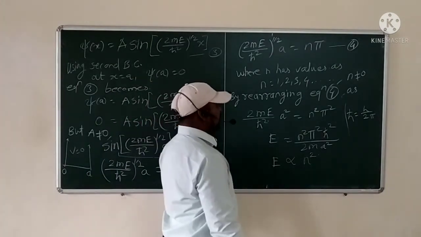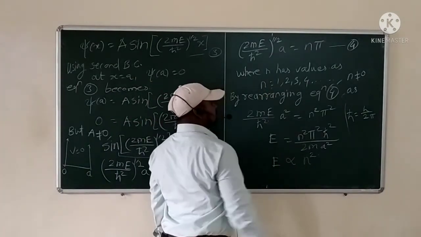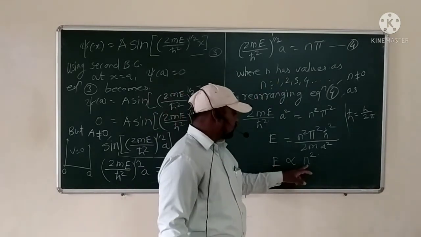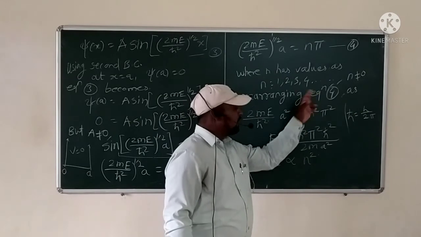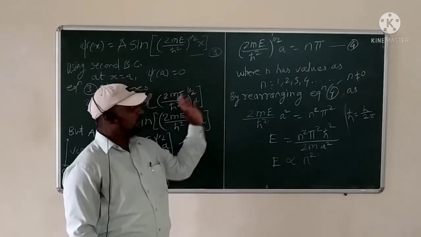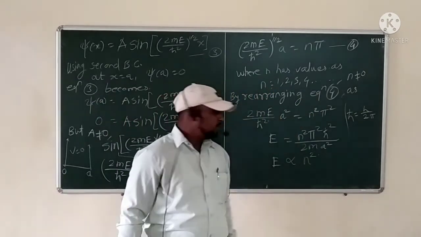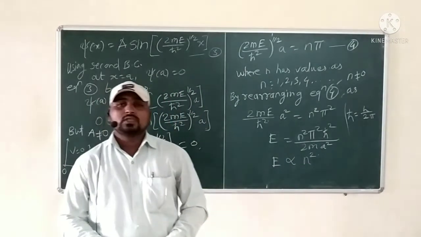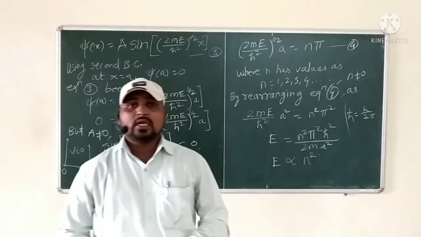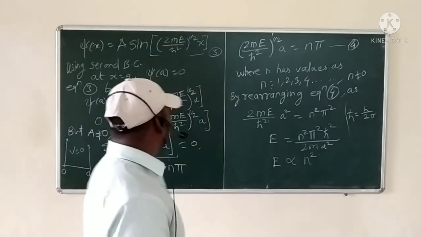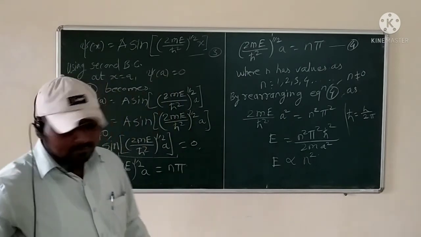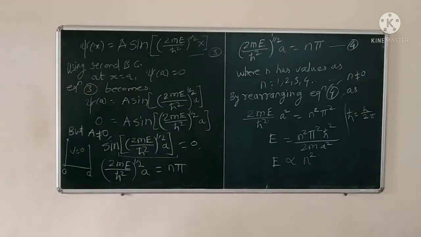n square. So we can say that the energy is directly proportional to n square. When we put the values of n as 1, 2, 3, 4 or negative values like -1, -2, -3, we take the square and that becomes positive. So from this relation we conclude that the energy is quantized for the given one-dimensional potential well or potential box, right?